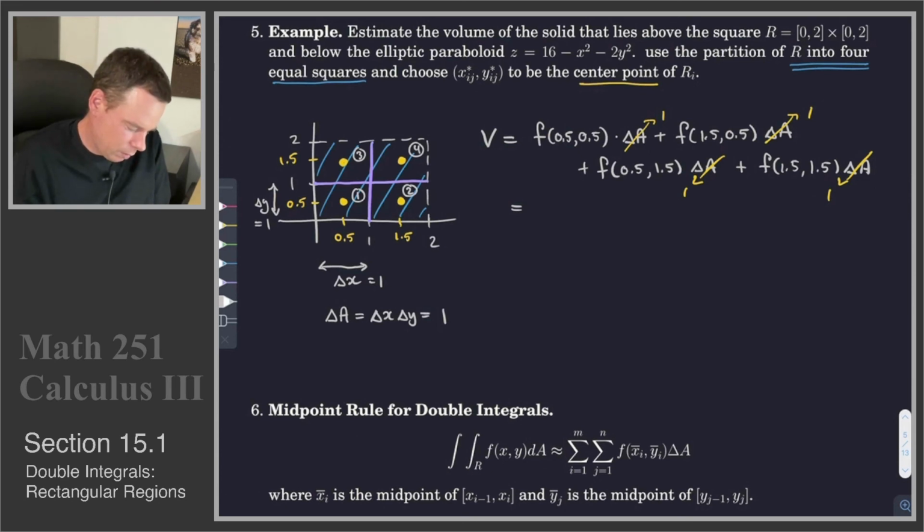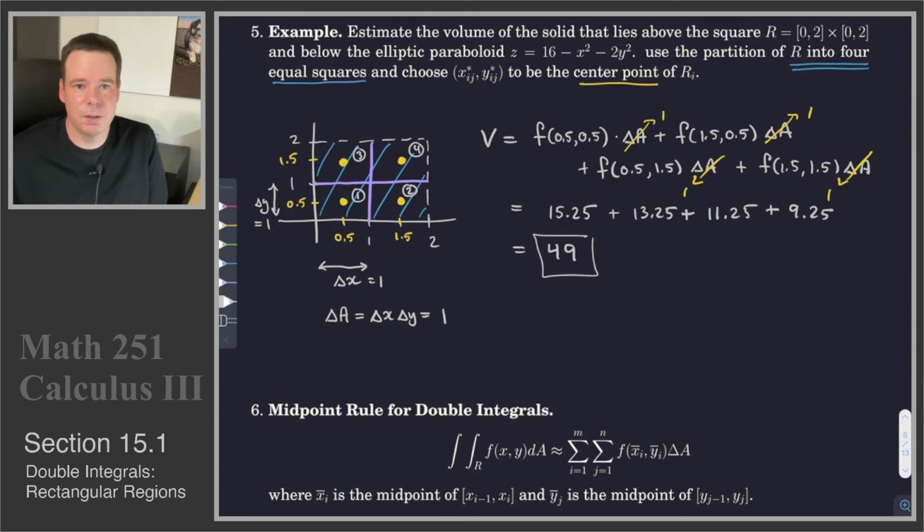The first point, f of 0.5, 0.5, has a value of 15.25. f of 1.5, 0.5, has a value of 13.25. f of 0.5, 1.5, has a value of 11.25. And f of 1.5, 1.5, has a value of 9.25. So we can sum up all of these values and we get 49. And so there is our estimate for the volume of the region trapped under the paraboloid above this square in the plane.